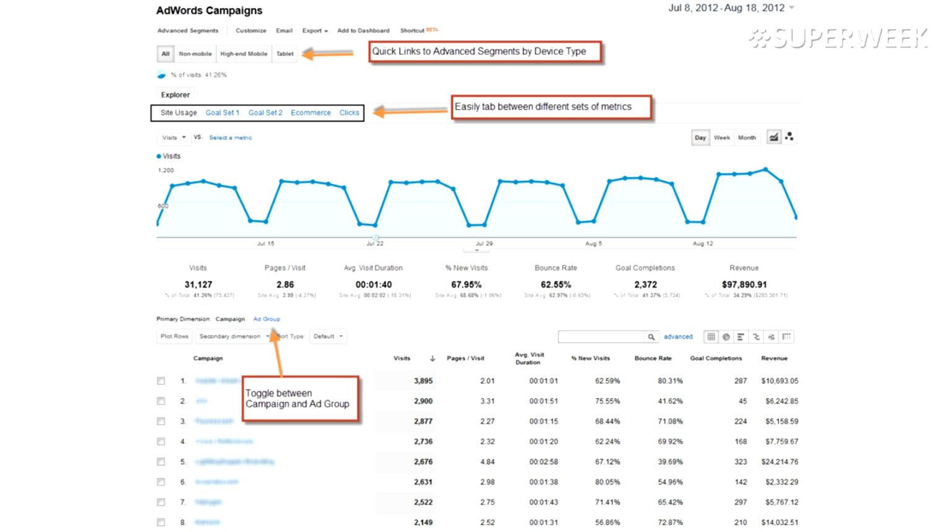Okay, so let's take a look at what I consider the main report in AdWords for Analytics. This is the campaign report. Something that you'll see quickly is that we have links on the top to quickly segment by device type. Analytics is wonderful because you can quickly tab through different sets of metrics. You can toggle, you can drill down, right? It's very easy to flow back and forth through your data, to a very granular level, and look at things from a 10,000-foot view.